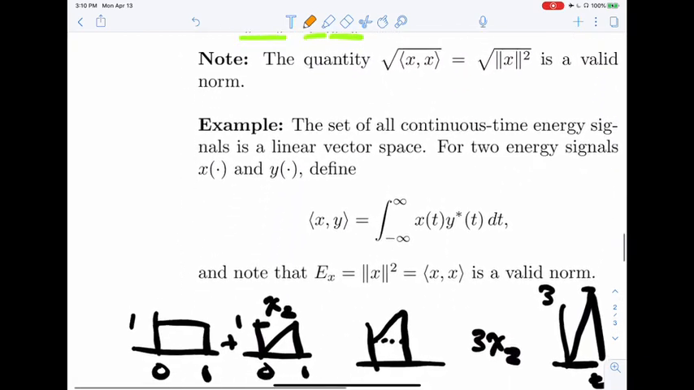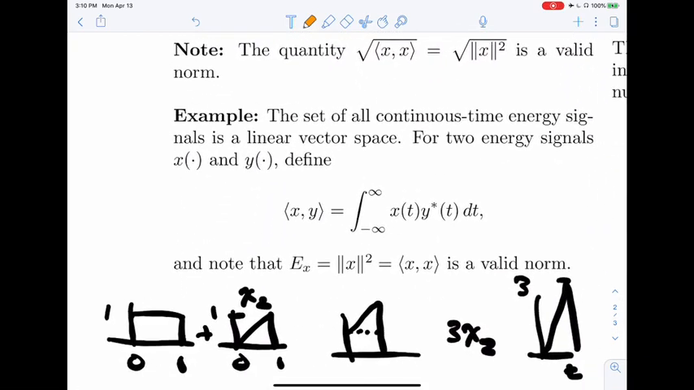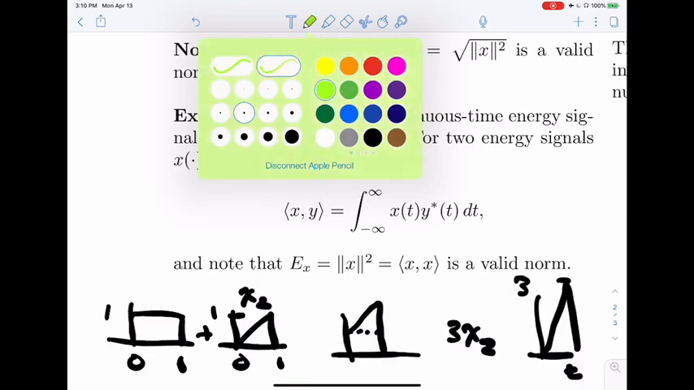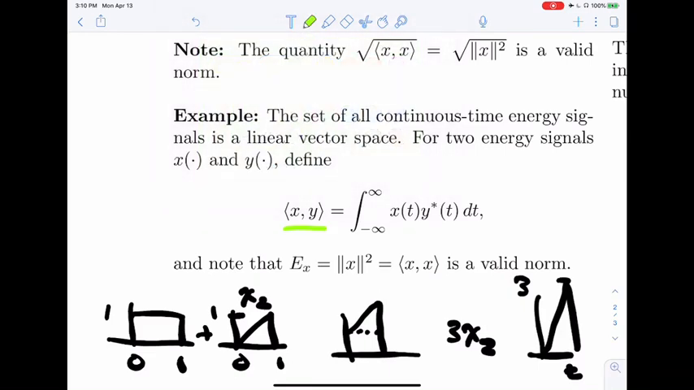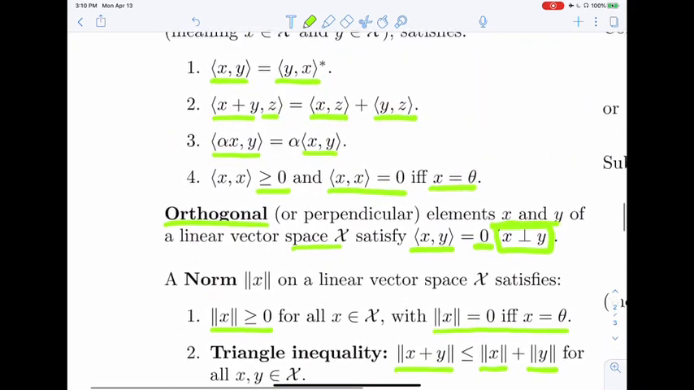Where it gets more interesting is what happens when I want to define an inner product. Here is one inner product that I could define. I have a continuous time energy signal x, and I have another continuous time energy signal y, and I'm going to define the inner product between x and y as the integral of x times the conjugate of y, and then just add up all that content, so integrated with respect to t. So is this a valid inner product definition? What are the requirements for inner products?